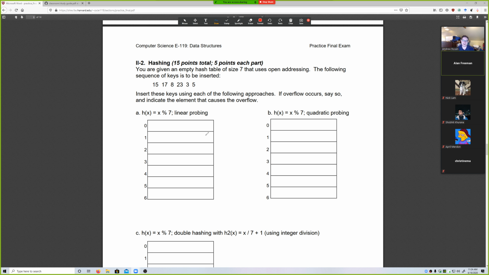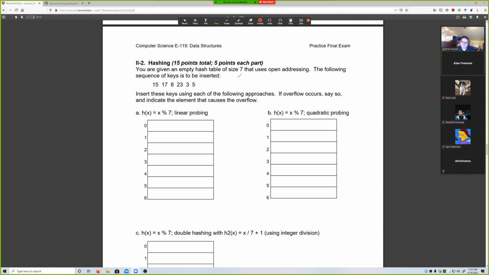You're given an empty hash table of size 7 that uses open addressing. The following sequence of keys are to be inserted: 15, 17, 8, 23, 3, 5. Insert each of these keys using the following approaches. If an overflow occurs, say so and indicate the item that causes the overflow. Okay, so here the hash function is take the key, mod it by 7, and resolve collisions using linear probing. Does that make sense to everybody?